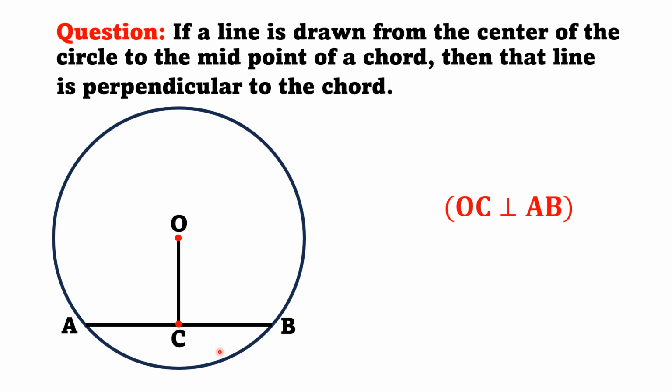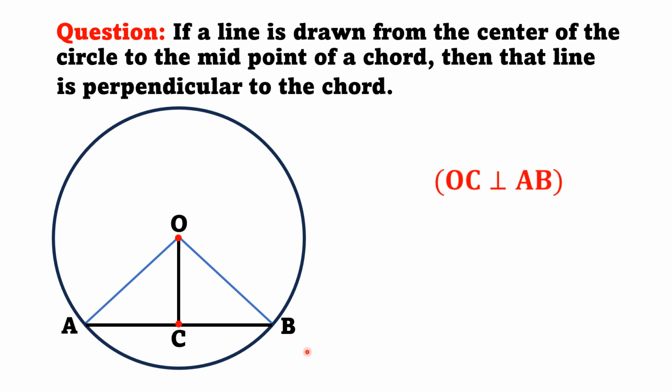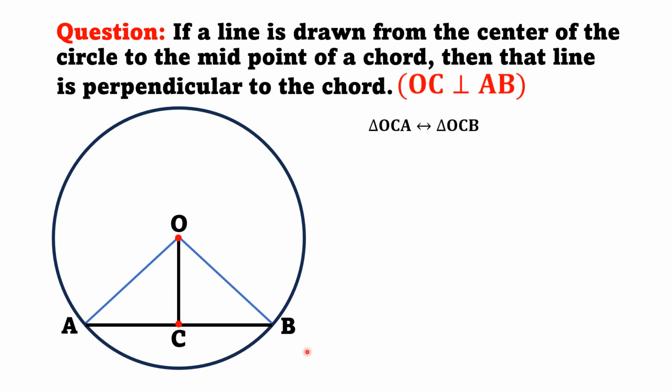First of all, we'll draw a line segment from A to O, and similarly another line segment from B to O. Now we have two triangles, OCA and OCB. We find the relation between these two triangles. First of all, we can see that OA is equal to OB because these both lines are radii of the same circle.